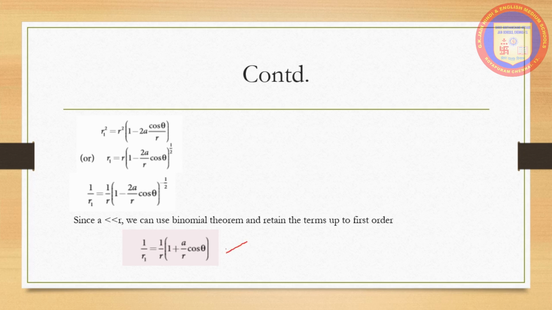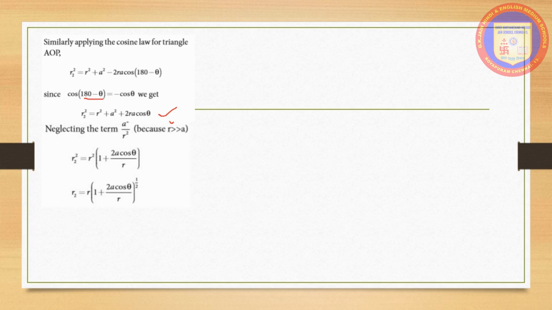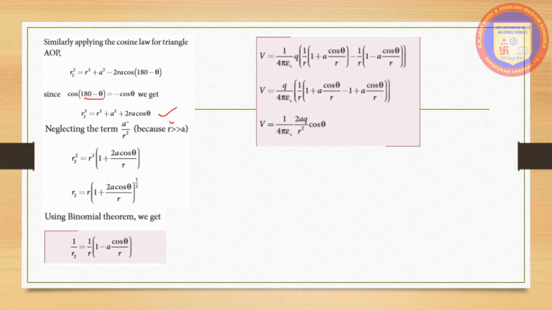Similarly, applying the cosine law for the triangle AOP, R2 square is equal to R square plus A square minus 2RA cos of 180 minus theta. The 180 minus theta is the other angle of the triangle, that's why we go in for 180 minus theta. Since cos of 180 minus theta is equal to minus cos theta, we have R2 square is equal to R square plus A square plus 2RA cos theta. Following the same procedure that we followed for R1, taking the square root and using the binomial theorem, we get 1 by R2 is equal to 1 by R into 1 minus A cos theta divided by R.